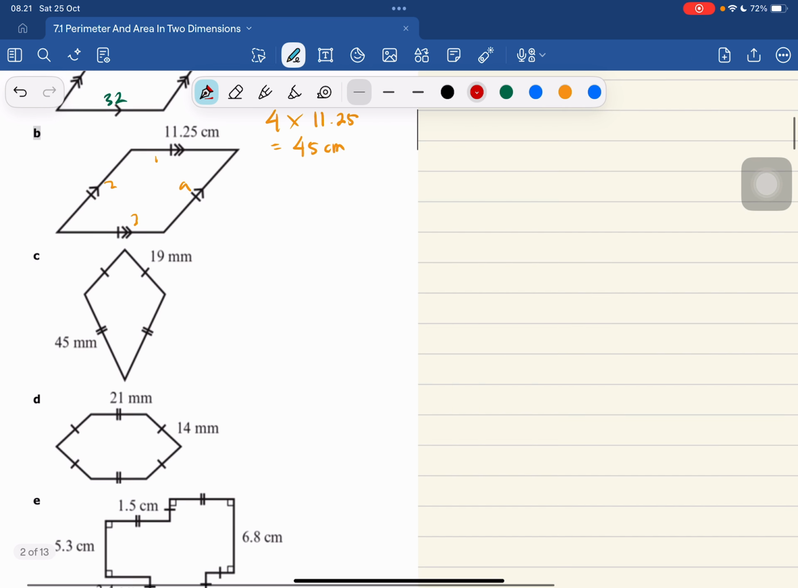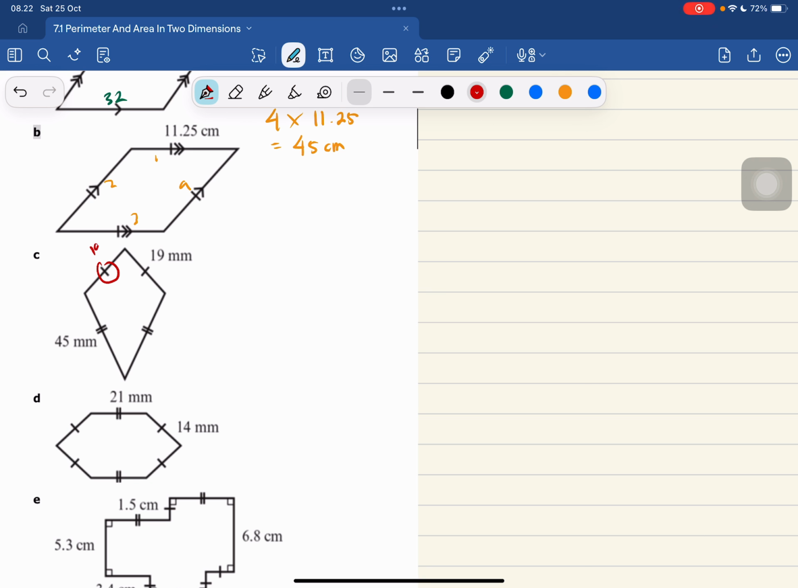Next, a kite. So this is equal 19, this is going to be 45, so we can make it 2 times 19 plus 45. So this will give us the answer of 128 millimeters.